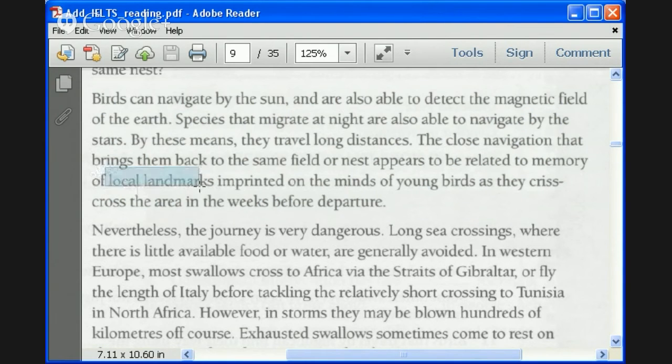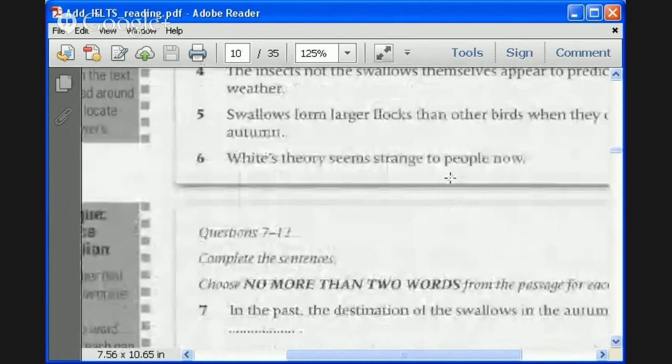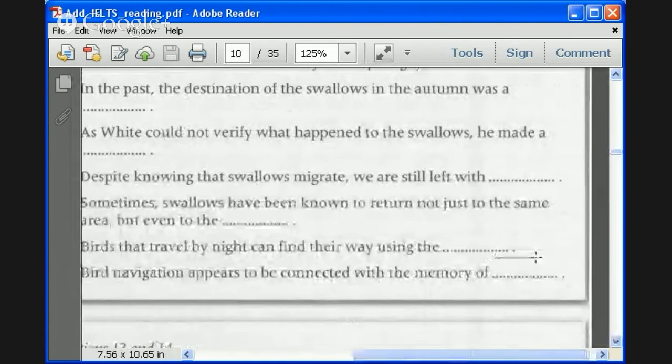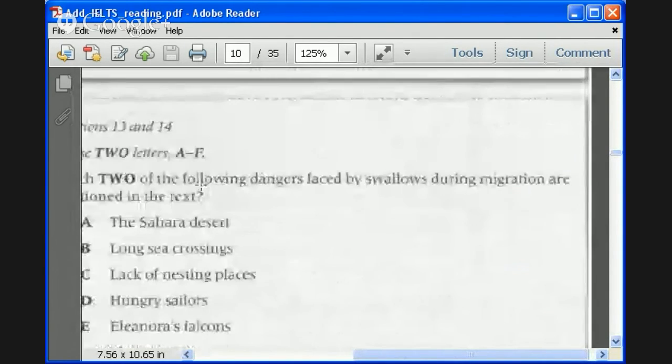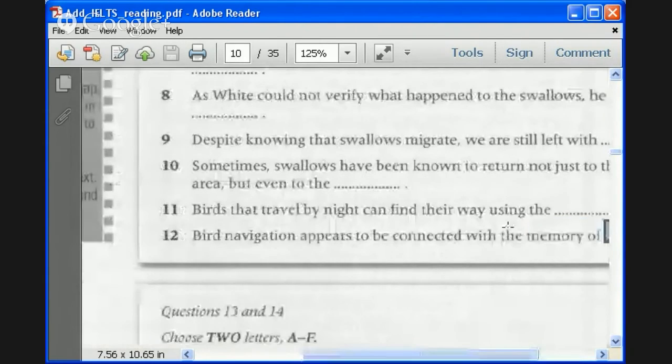There it is. That's it. Correct. Look, local landmarks is the answer. And again, to make absolutely sure you're correct, you should note adjective, noun: local, adjective; landmarks, noun. You should definitely use the combination.